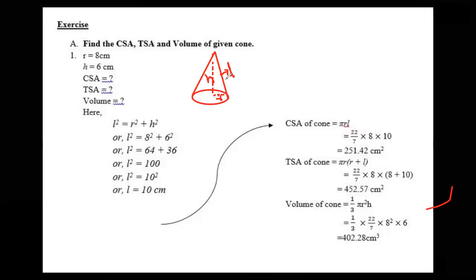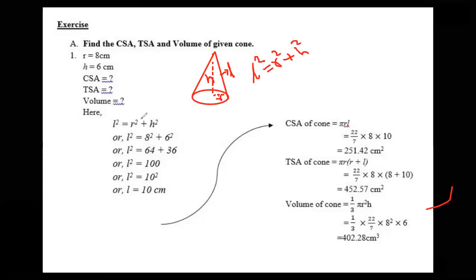And remember, in most questions only two of these are given. Out of the 3, only 2 will be given. The third you need to find out yourself. So what is the formula to find this value? L square equals R square plus H square. H square plus R square or R square plus H square, you can add in any order, since it is plus. If there was minus, we would have to write it in that order.